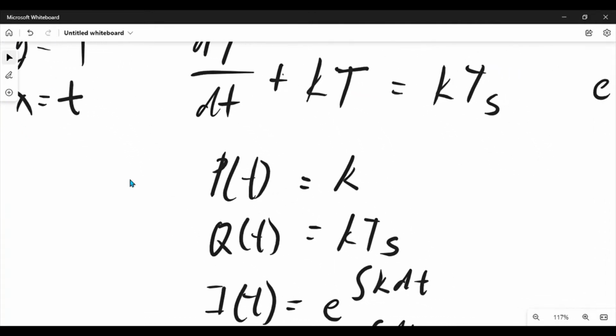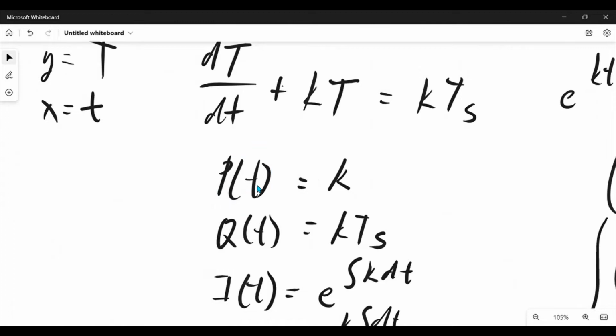So we can actually change your p of x to p of t. Based on this equation, our p of t is k. That's the expression beside your dependent variable, which is the temperature. And you're aware that the expression found on the right side of the equation is your q of x, but in this lesson we are referring to that expression as q of t, and this is equal to k T sub s.